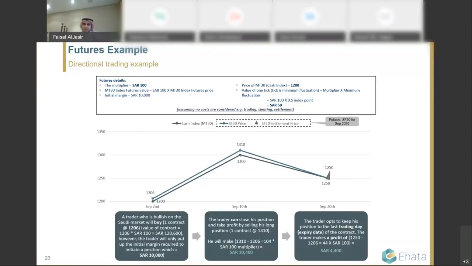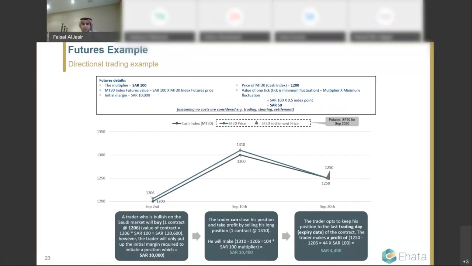However, there is a difference between exposure and the amount of money that you will need to put, and in this case, the amount of money that you will need to put is the initial margin. As we discussed, when you open a position, you need to put an initial margin. In this case, as for this example, it's 10,000 Saudi Riyal, or it can be 10%. So when you put the initial margin, that's the position you have entered.